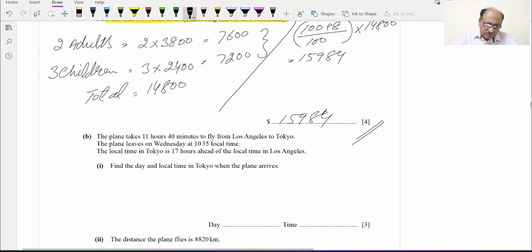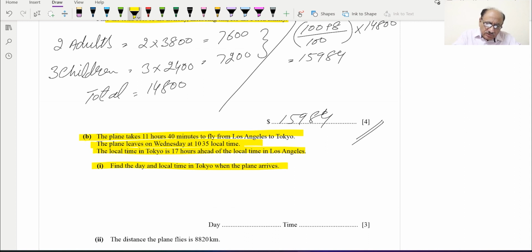It was an easier question. Now the plane takes 11 hours and 40 minutes to fly from Los Angeles to Tokyo. The plane leaves Wednesday 10:35 local time. The local time in Tokyo is 17 hours ahead of the local time in Los Angeles. Find the day and the local time in Tokyo when the plane arrives.